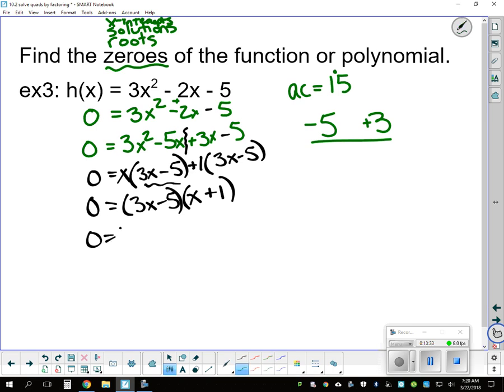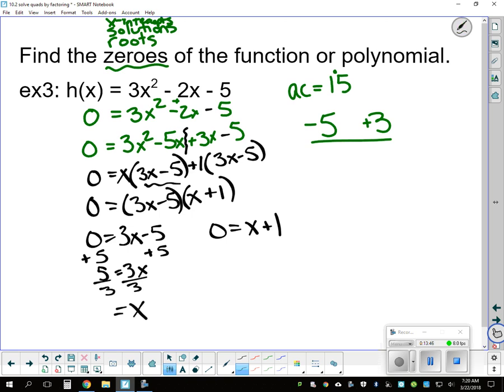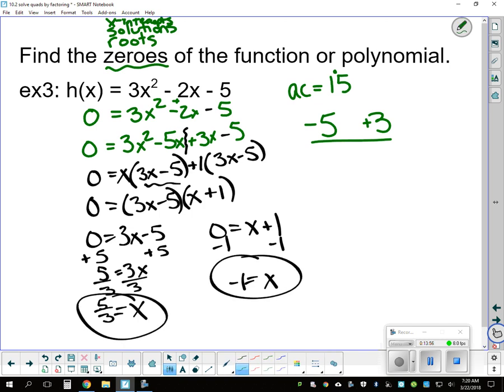So I set each factor equal to 0. And then we're going to solve. Here we add 5. And then we divide by 3. x equals 5/3. Here we subtract 1. x equals -1. 2 solutions. Please make sure that when you are working on your own, you plug each one in and you check your problem.